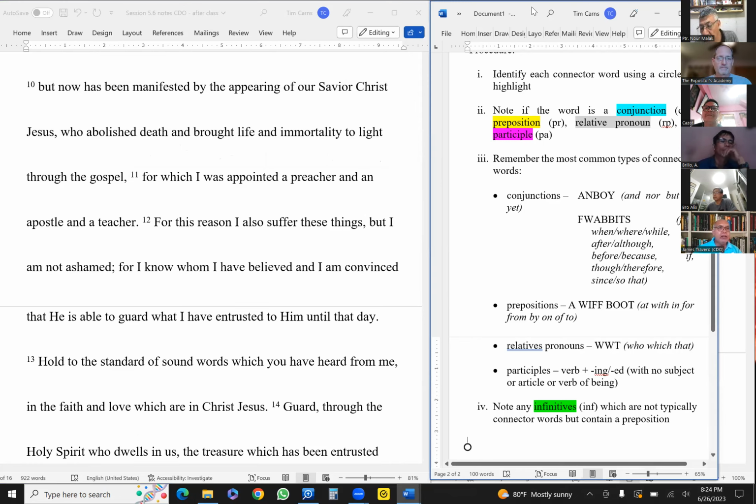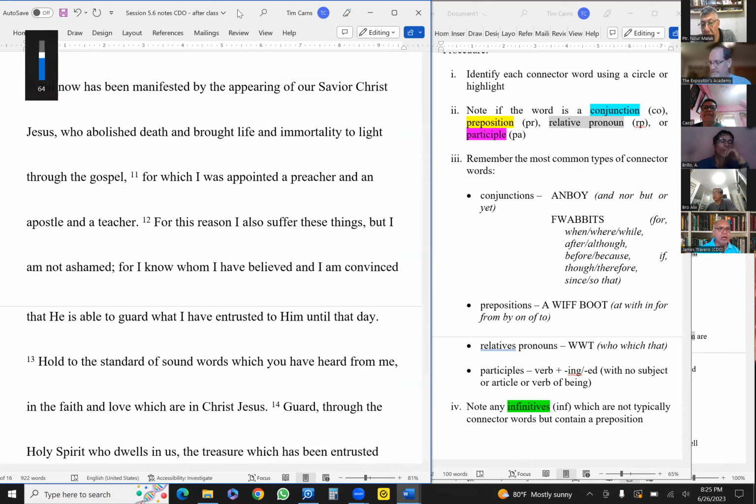Verse 10. But now has been manifested by the appearing of our Savior Christ Jesus, who abolished death and brought life and immortality to light through the gospel.